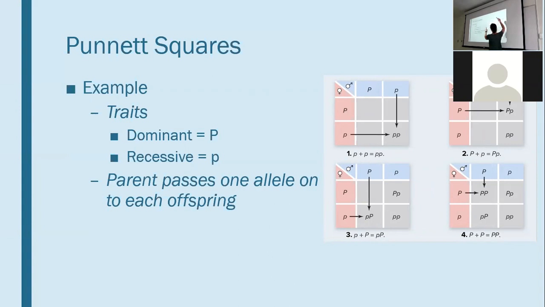So what could happen? The mom could pass on a recessive trait. Cool. And maybe the dad passes on a recessive trait. Option 1, we're homozygous recessive. Or the mom passes on a dominant trait, dad still passes on a recessive trait. We're heterozygous, option 2. Option 3, this time, dad passes on the dominant trait, mom passes on a recessive trait. We're still heterozygous, just the other way around. And lastly, they could both pass on the dominant trait. Yeah, homozygous dominant.